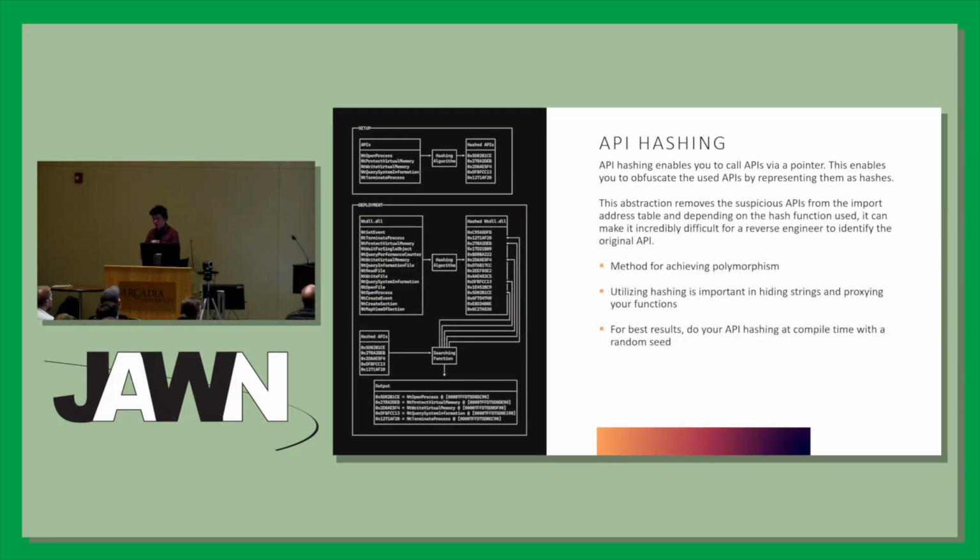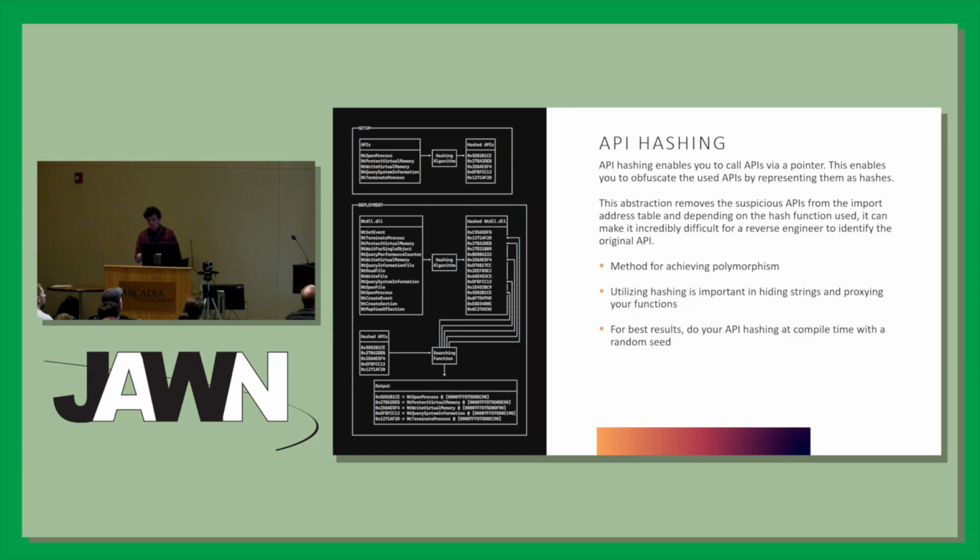Next, like I just mentioned, we're going to talk about API hashing. API hashing is what enables you to call APIs via a function pointer. This enables you to obfuscate your APIs by representing them as hashes. This sort of abstraction removes the suspicious APIs from the import address table, and depending on your hashing function and how you obfuscate your hashing function, it can make it incredibly difficult for a reverse engineer to identify the original APIs.